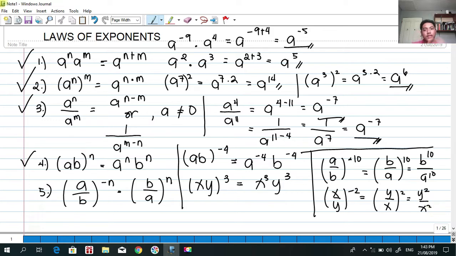If we get the reciprocal, this is a very useful property if the exponent is negative. Sometimes in the problem, it's asked that we have to eliminate the negative exponent. So this property is useful in obtaining a positive exponent.